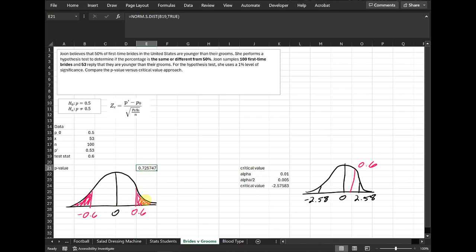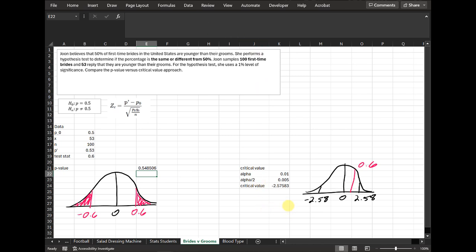If I have plugged in 0.6, this is not getting me the area that I want, right? I just need the area in this tail. There are two ways you can handle this. If you want to use the test statistic as is, you can take 1 minus this to get the area from here to here, but then remember, you have to multiply all of this by 2. Or the alternative, which is what I'm going to do, is find the area from negative 0.6 to the end of the tail. So I'm going to put a negative in front of my test statistic. This gives me this little piece of area here, and then I just need to multiply that by 2. So there's my p-value, which is huge.